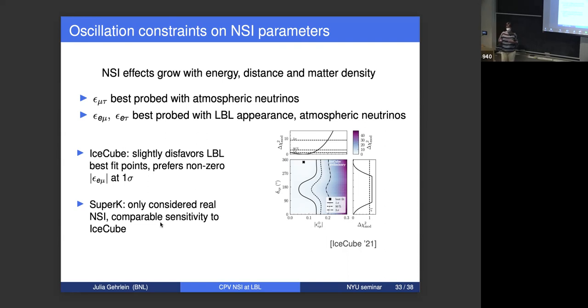Super-Kamiokande is also sensitive to atmospheric neutrinos in the same way IceCube is sensitive to them. They, however, so far only considered real NSI parameters. However, their sensitivity should be similar to IceCube, and their constraint on the absolute value of the NSI parameters is also comparable to what IceCube has as constraint.